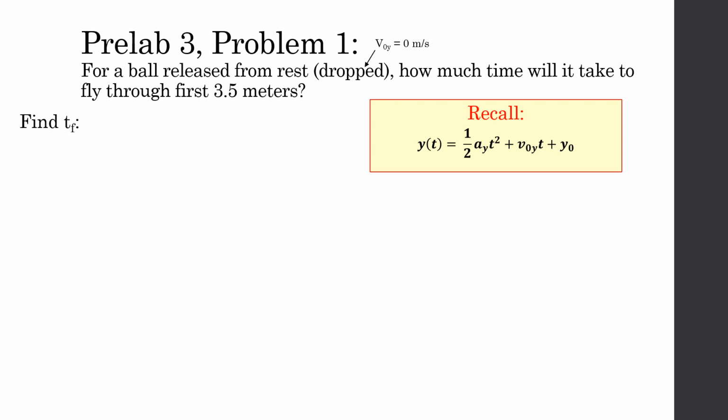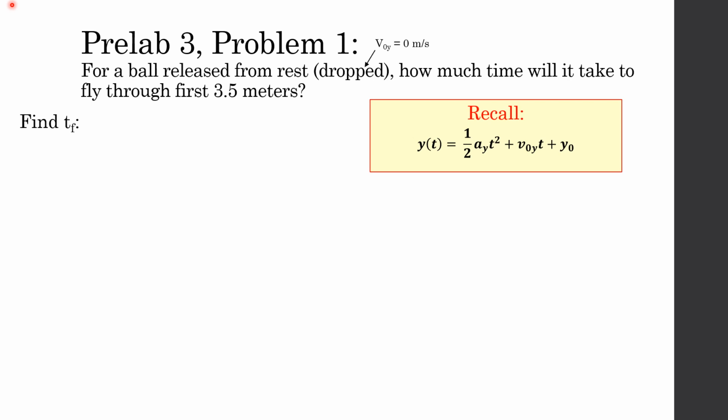For a ball released from rest, dropped, as you can see, I have labeled up top that v_0y is equal to 0 meters per second, because I said that it could be rest or dropped. Those are indications in a word problem that you have an initial velocity of 0. So a ball released from rest or dropped: how much time will it take to fly through the first 3.5 meters? What we're trying to find here is t final.